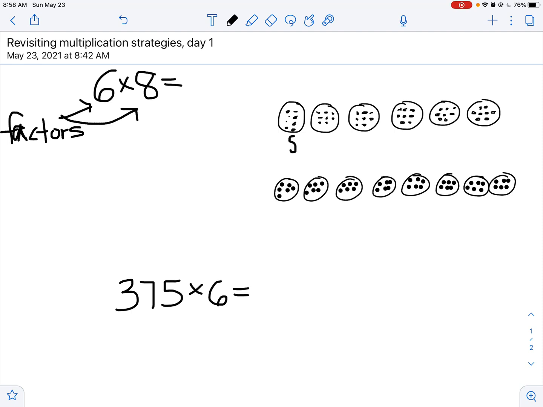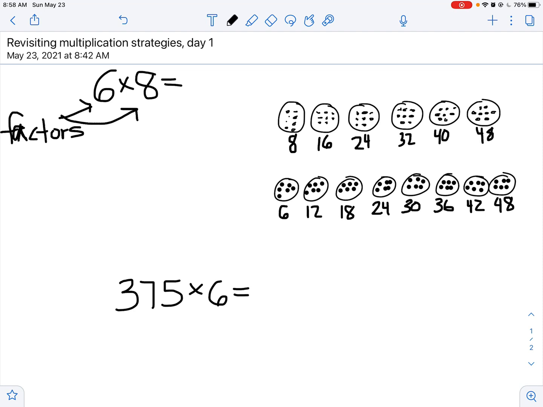So I can also skip count. I can go 8, 16, 24, 32, 40, and 48, right? If you skip count, that's a more efficient strategy, rather than counting by ones. And if I did the other one, I could count by sixes: 6, 12, 18, 24, 30, 36, 42, and 48. And I get the same thing.